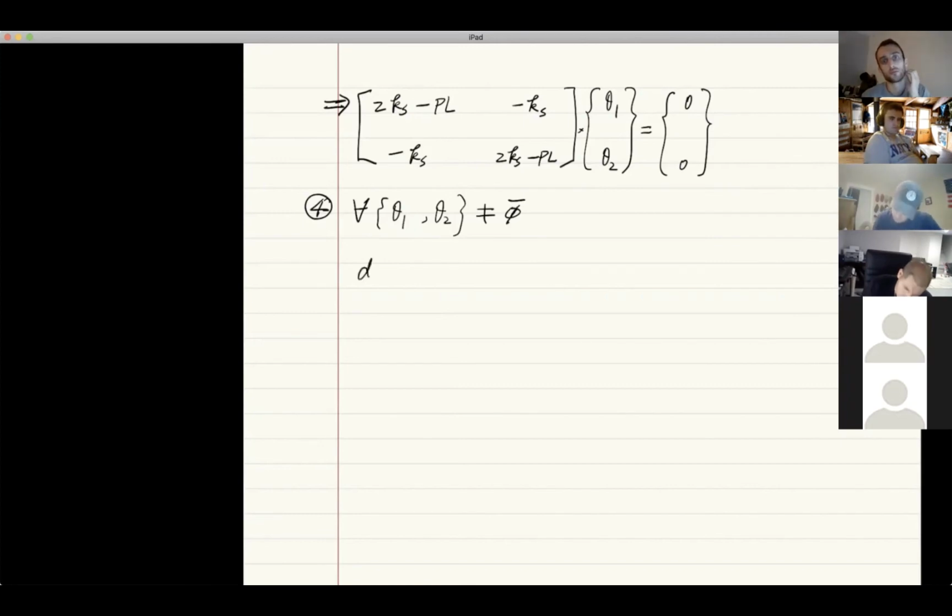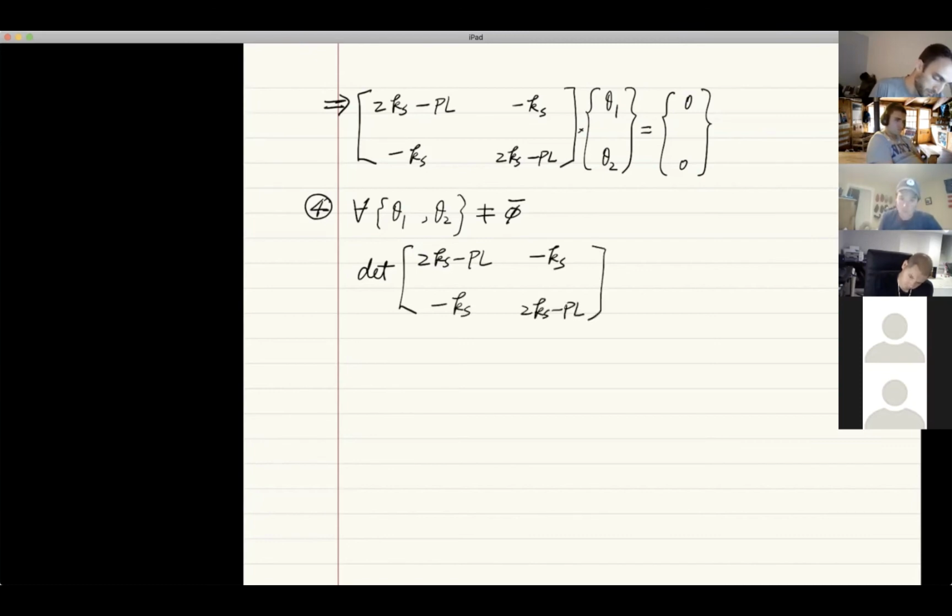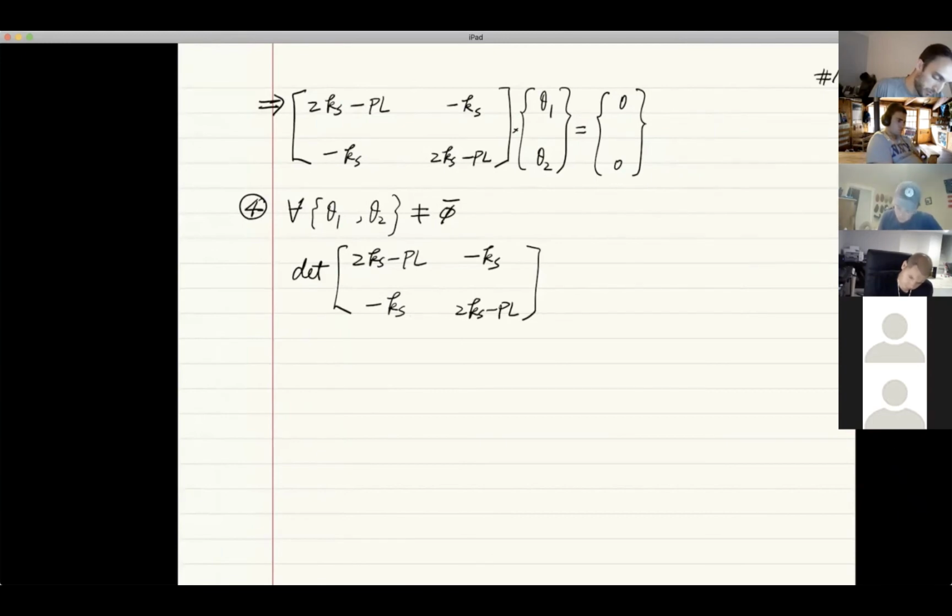The determinant, denoted by det of this matrix, which is 2ks minus PL and minus ks and 2ks minus PL. The determinant of this matrix must be 0. So what we need to do is just to calculate the determinant of this matrix. So how do we calculate the determinant of this matrix? For 2x2, it's extremely easy.